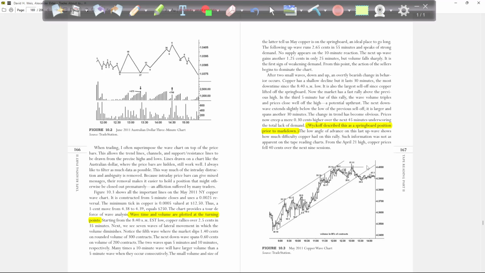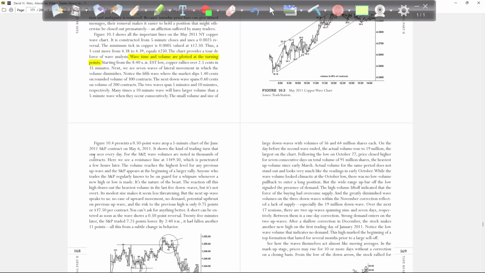So the low angle of advance on this last up wave shows how much difficulty copper had on this rally. Such information was not as apparent on the tape reading charts. So we've got to look for the angle of advance as well.